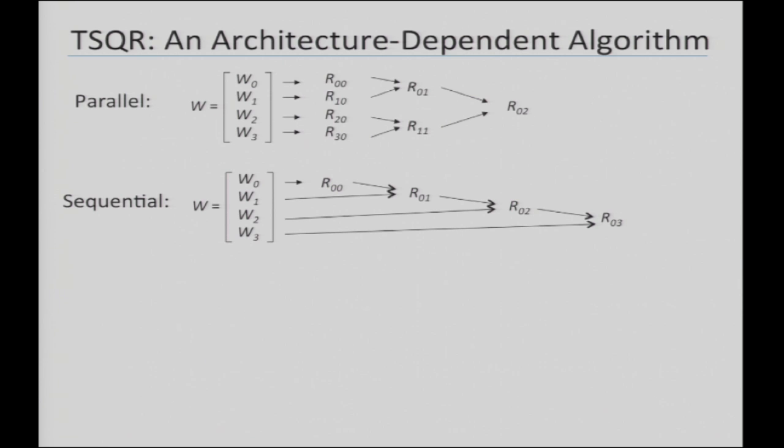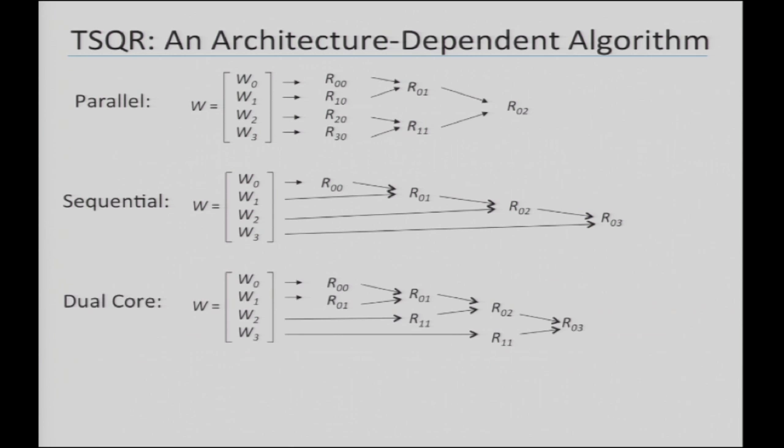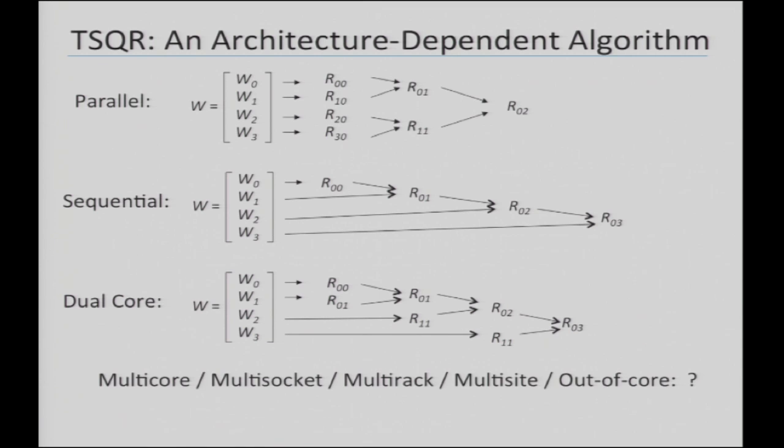If I had a dual-core processor, it might look something like this. But what if I have a real computer? It's multi-core and multi-socket and multi-rack and multi-site and out-of-core. A little more complicated. I'm just going to choose my reduction tree dynamically. Whatever hardware I have available, I will choose the tree at runtime to do the right thing.